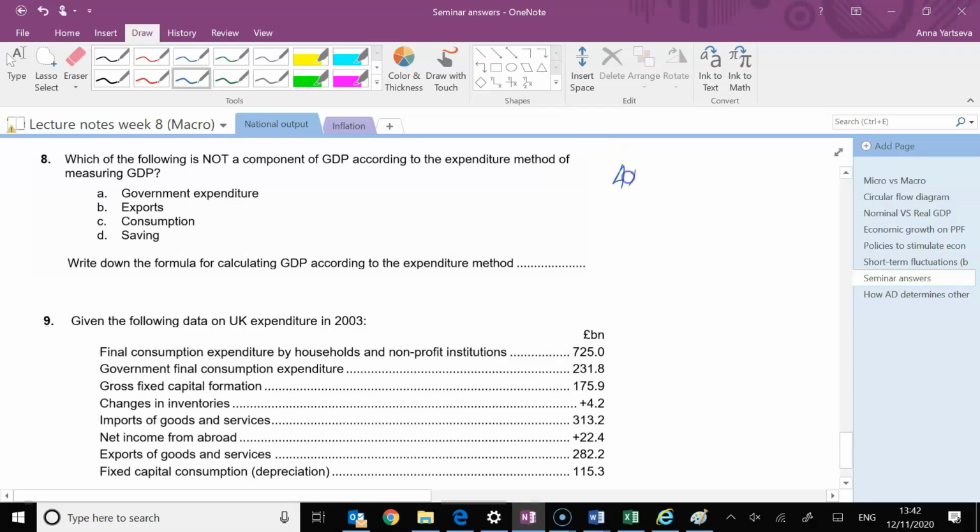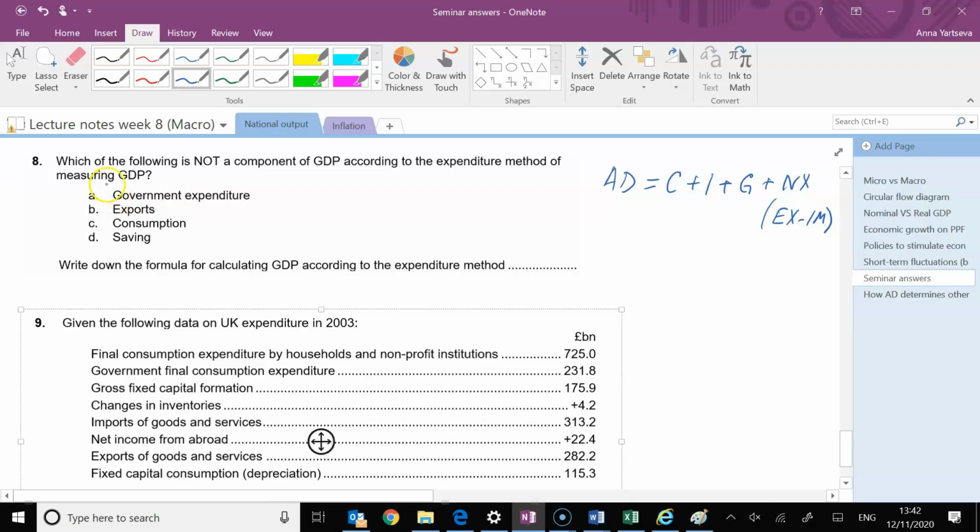So we refer to our formula for aggregate demand. It's consumption plus investment plus government expenditure plus net exports. And net exports is the difference between exports and imports, right? And let's just see which variables out of those which are listed here are not appearing in our formula.